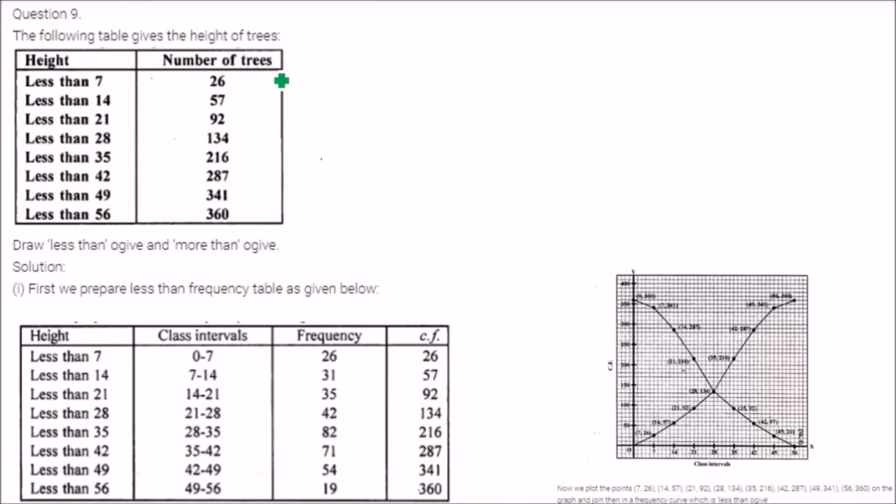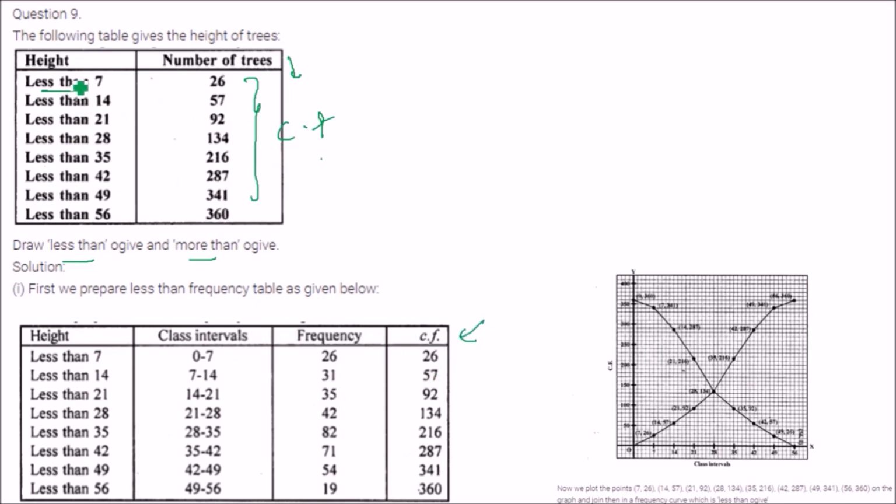Next question is, the following table gives the height of the trees. So this is the height of the trees. And if you see, we have to draw less than and more than. So in the question itself, it is given as less than 7, so we don't have to do anything. We will just try to find out the frequencies, because this is already a cumulative frequency. When the less than data is there, this is already a cumulative frequency.